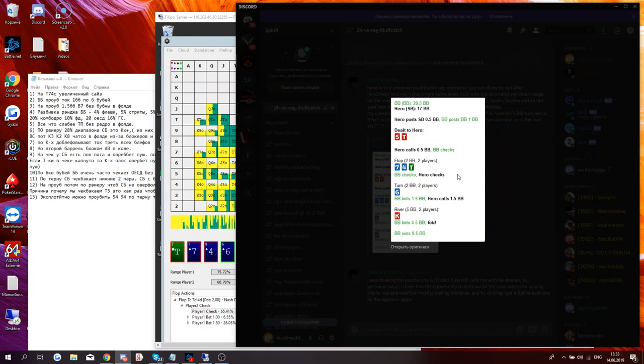We'll go ahead and check it back, which I think is standard on this sort of board. Turn is a 6 of diamonds, big blind bets 75% pot, we call, and the river is a king of hearts, and he bets close to pot, and we just fold it.